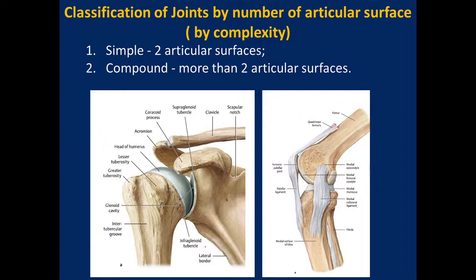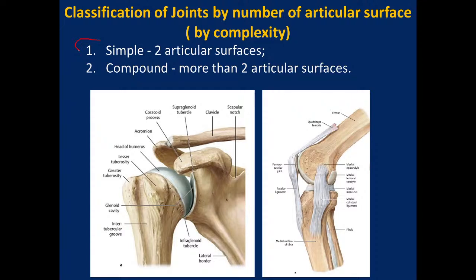Classification of the joints by number of articular surfaces. We distinguish two kinds of such joints. Simple joints are formed by two articular surfaces. For example, the shoulder joints, the hip joints, and many other joints. We see only two articular surfaces in this type of joint.